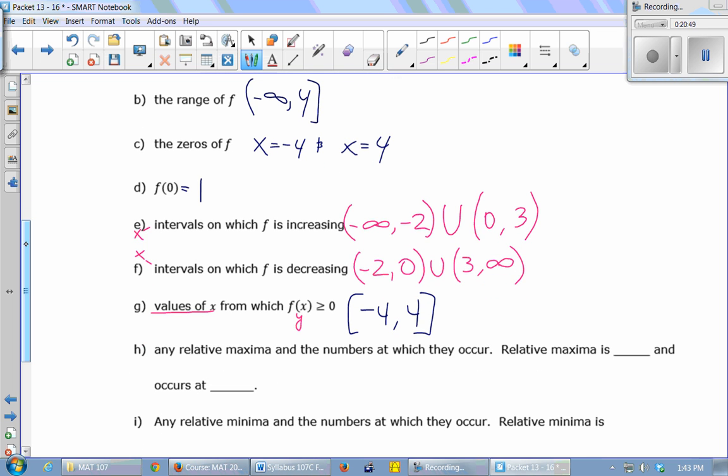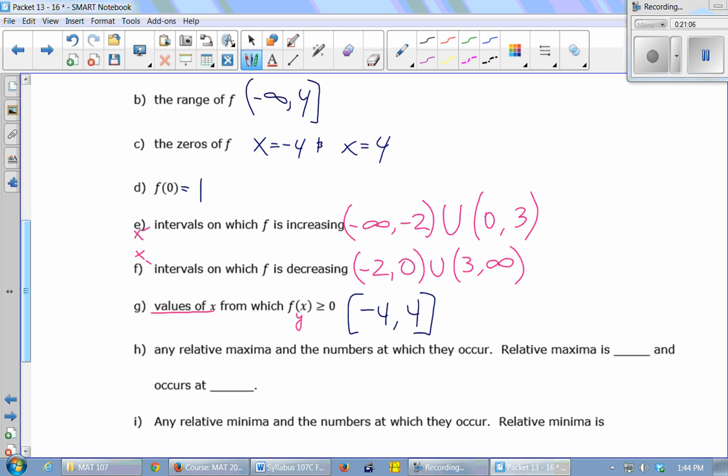Yeah, if this had said just greater than, I would not include the -4 and the 4, right? Because I would want strictly positive values, but it would be 0 at -4 and 4, which is not positive.